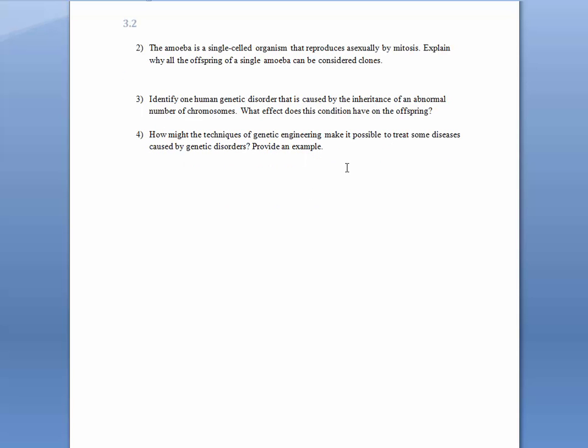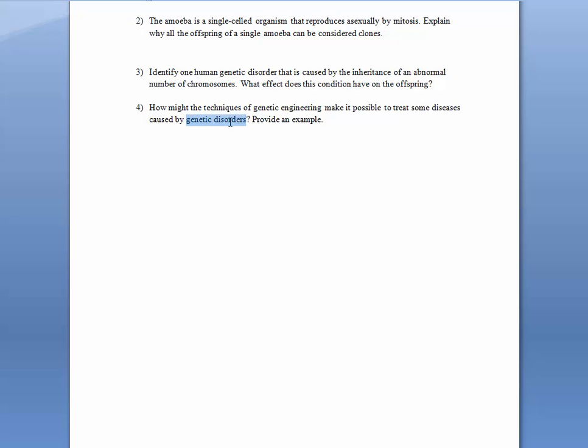4. How might the techniques of genetic engineering make it possible to treat some diseases caused by genetic disorders? Provide an example. So again, think about those diseases and think about what genetic engineering is. You're changing the DNA of something. How would changing the DNA of this person, not yet born, prevent them from having this genetic disease? And genetic diseases are disorders caused by problems with that person's DNA.